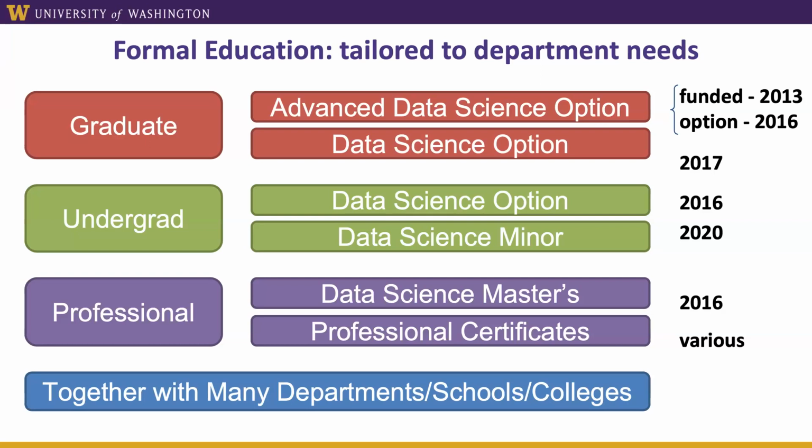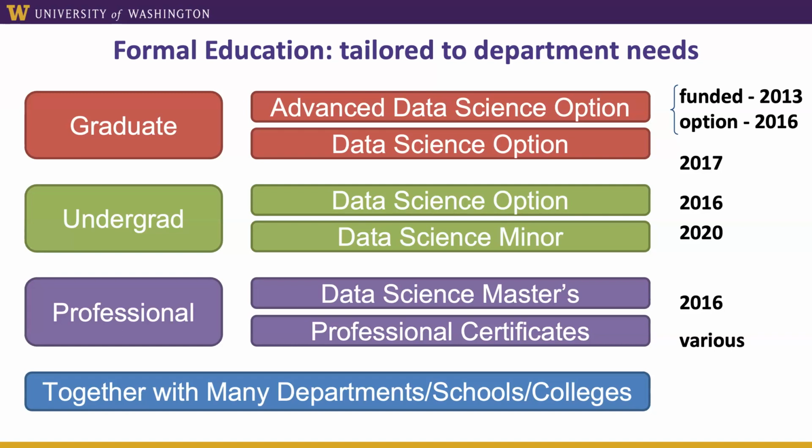Also, just to be frank with you, graduate education is often a lot more flexible, and so it was an easier place to start. And so the way this works, well, I'll just go through. At the graduate level, we have two what are called data science options. You could think of this as a specialization, but it's owned by the home department and instantiated by the home department.